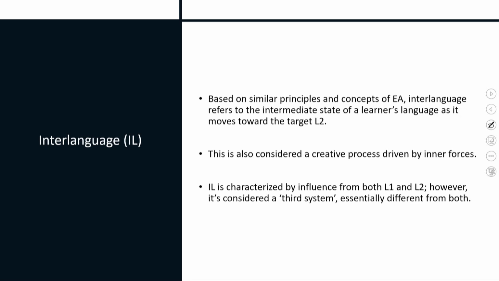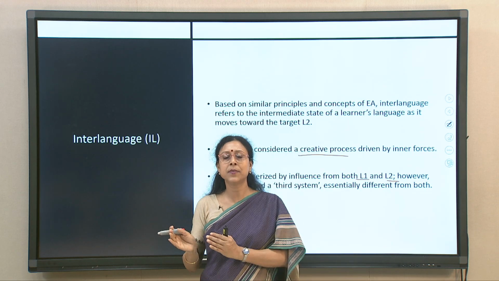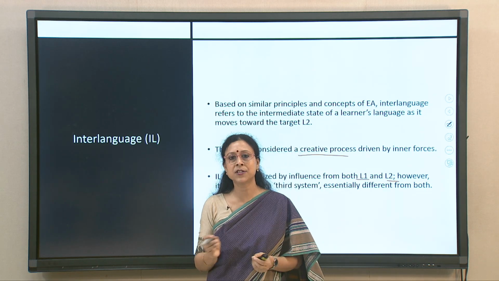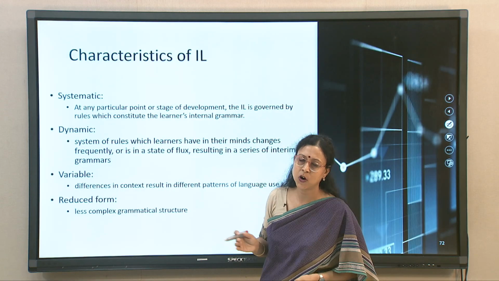This is also considered to be a creative process driven by inner forces. It is characterized by influence from both L1 and L2. However, this is not considered to be a bad case of L2 or too much interference of L1. The main difference here is that IL is a third system. It is a third space between L1 and L2. It is not a bad version of L2 or an approximation of L1 or anything. It is a different form altogether.